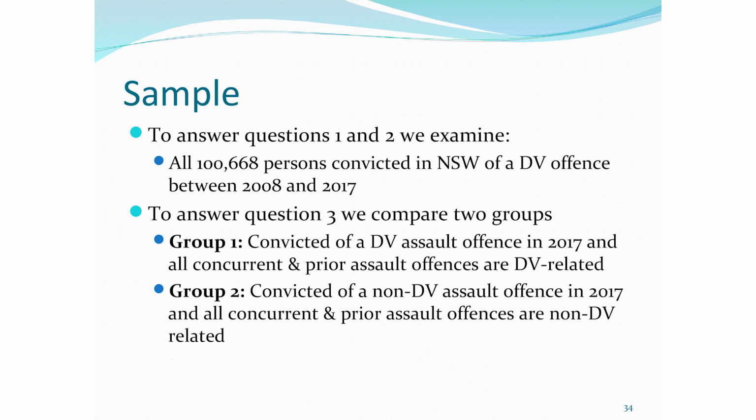To answer question 3, we compared two groups of people. Group 1 were those convicted of a DV assault in 2017, all of whose current offences and prior assault offences were DV related. And the second group were people who'd been convicted of a non-DV assault in 2017, and all their current, concurrent and prior assault offences were non-DV related.